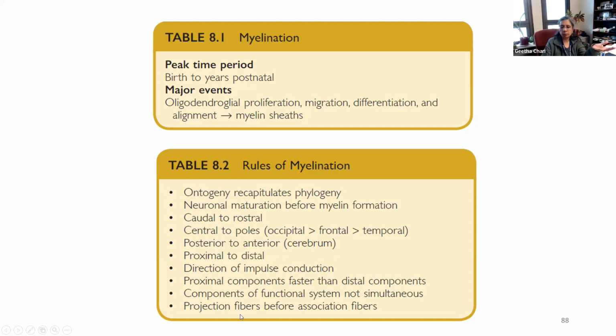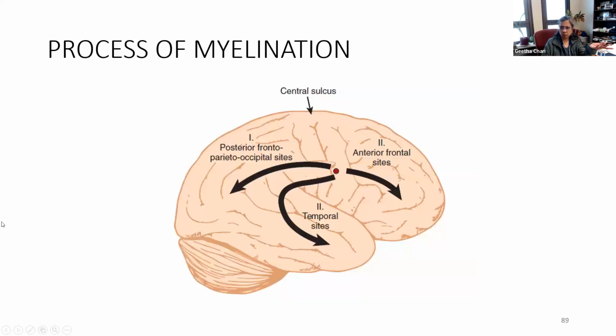The projection fibers get myelinated before the association fibers. So these are some of the common processes that happen. So this is just a pictorial representation to show you that myelination begins somewhere in the middle, then proceeds in the occipital, and then the temporal, and then the frontal areas there. And always the occipital region is myelinated first compared to the other areas.